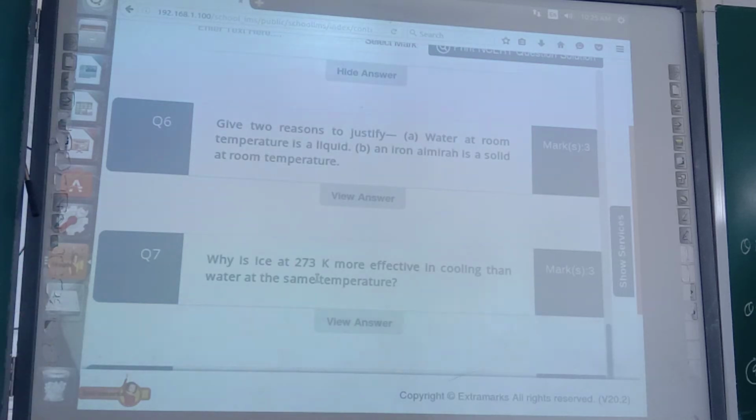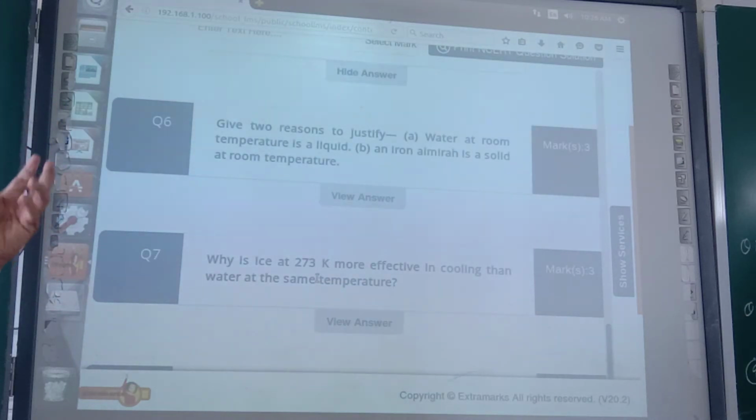Okay, second one is interparticle attractive forces in between the solid and gaseous state. Correct or not? Moreover to this, some other liquid property you can write here. Okay, and iron almirah is a solid at room temperature because it has got fixed shape. Okay, interparticle attractive force is strong.